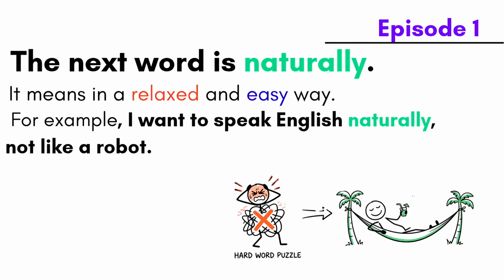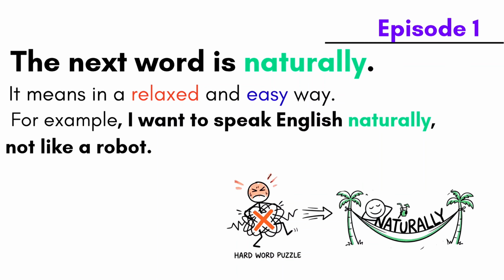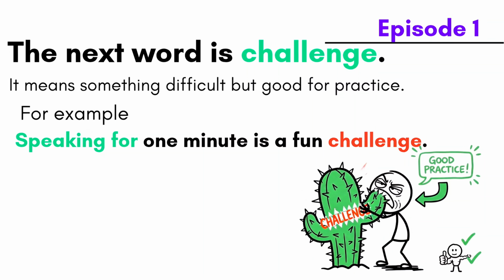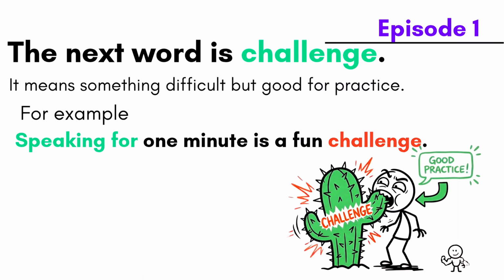The next word is naturally. It means in a relaxed and easy way. For example, I want to speak English naturally, not like a robot. The next word is challenge. It means something difficult but good for practice. For example, speaking for 1 minute is a fun challenge.